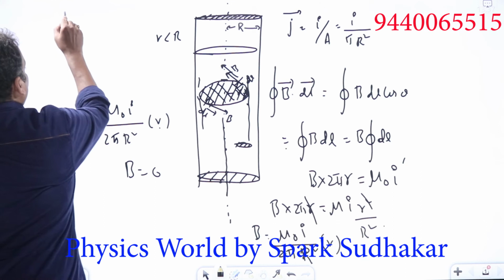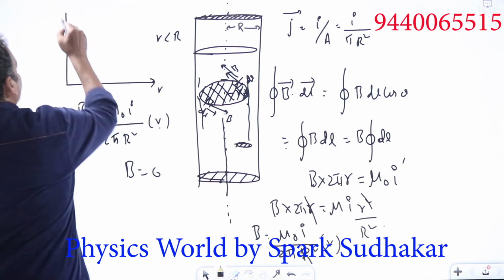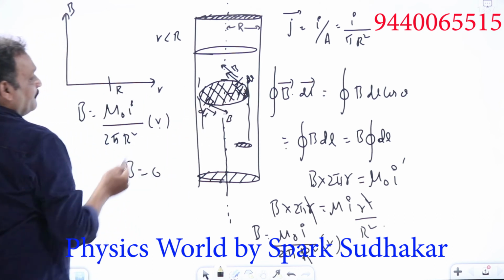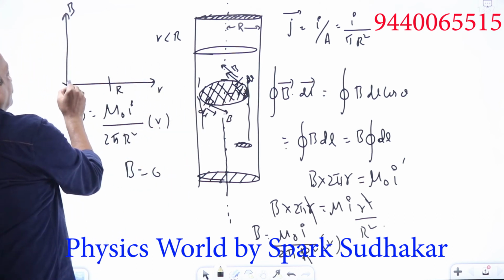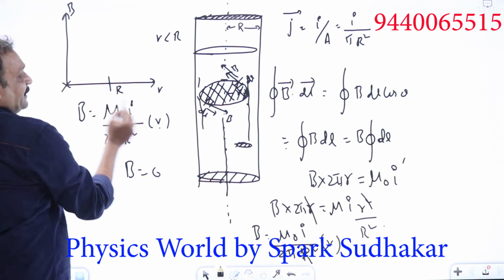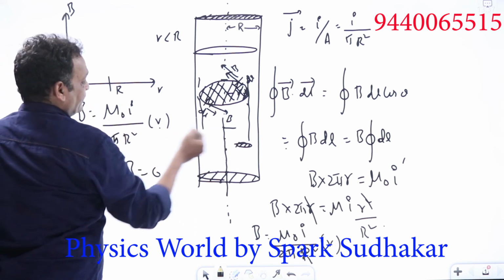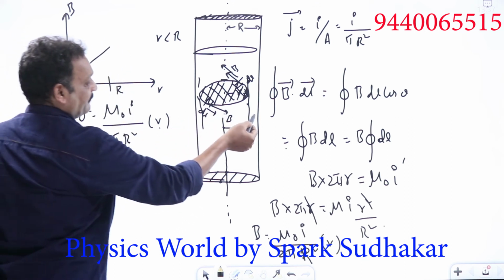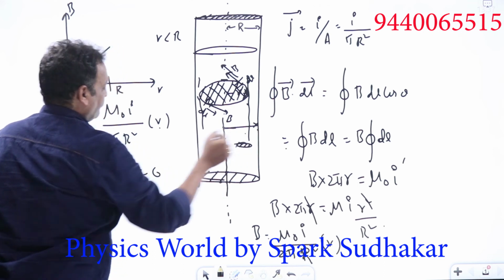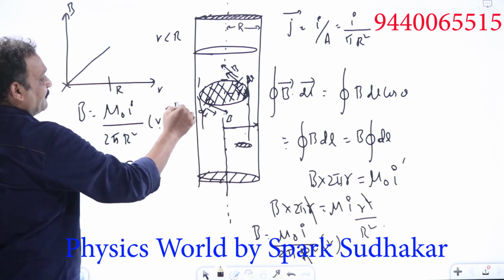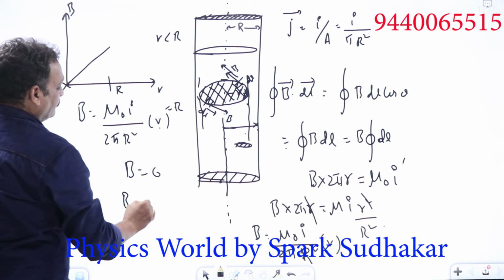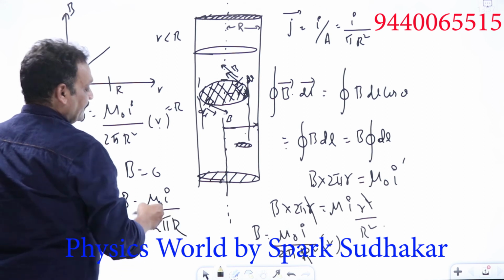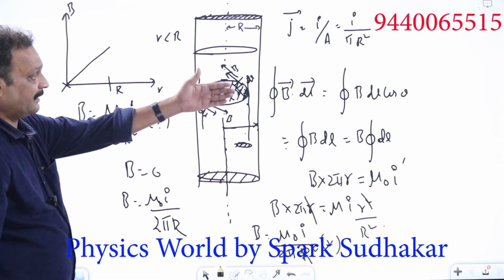If you draw a graph of B versus r, this point is equal to the radius of the wire, capital R. At a point inside, when small r is 0, B is 0. Inside the wire, as you go away from the axis, B increases linearly. What is the B value on the surface of the wire? When you put small r equal to capital R, r gets cancelled. B equals mu naught I by 2 pi capital R. That's what we got in the earlier case also.